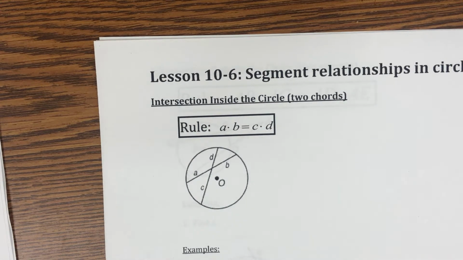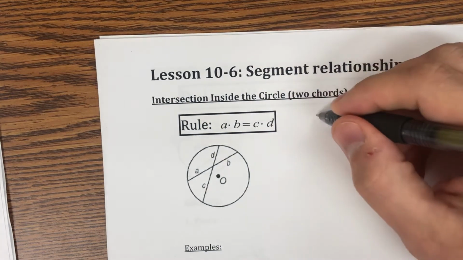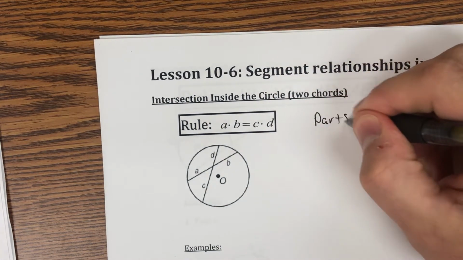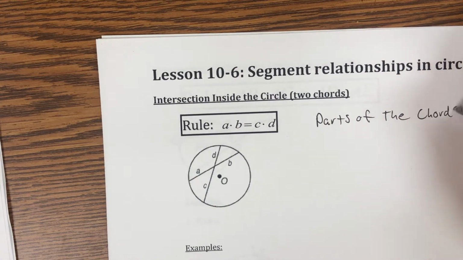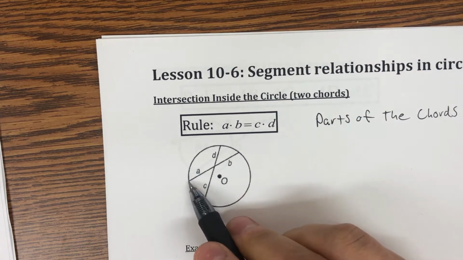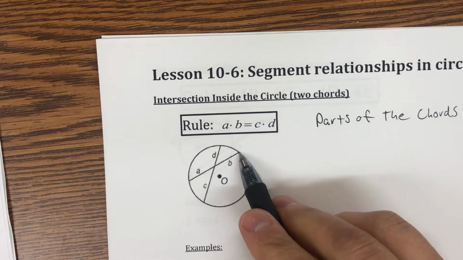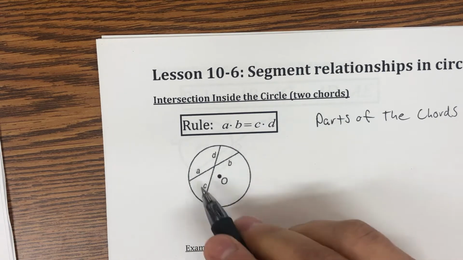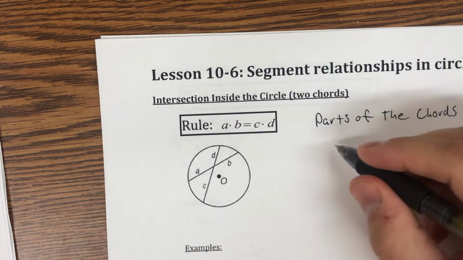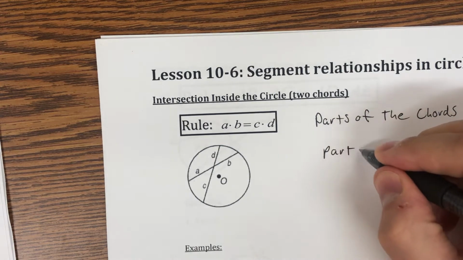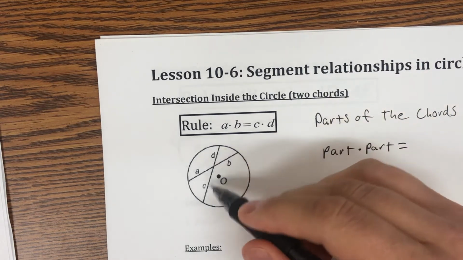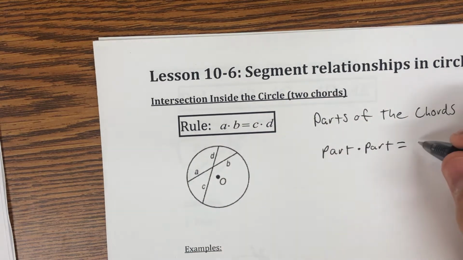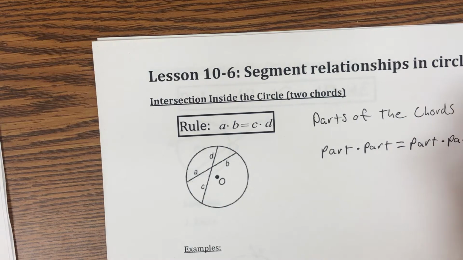So the first one is two chords. I call this the parts of the chord. So what we have to do is we have to take each chord, A to B, that's two parts. So I'd take part A times part B, so part times the part is equal to the other chord's part times its part. So that's C times D, part times part. It's kind of in words.